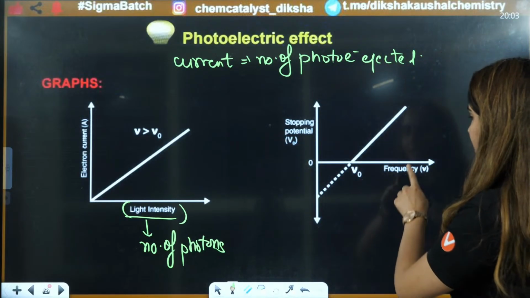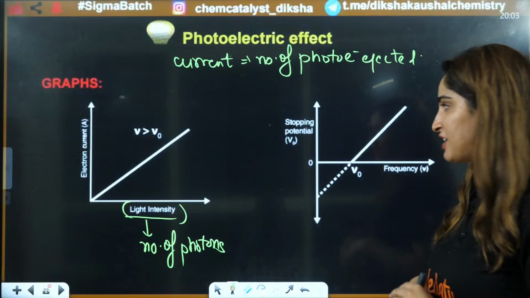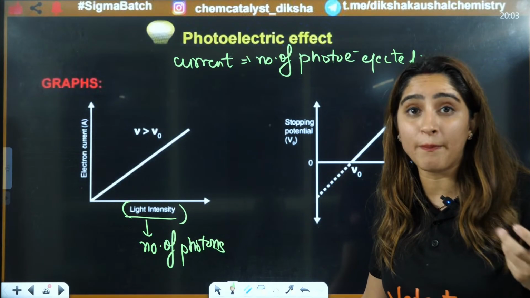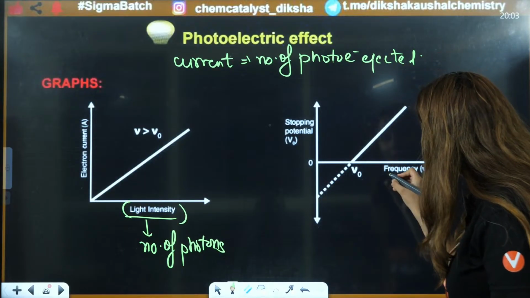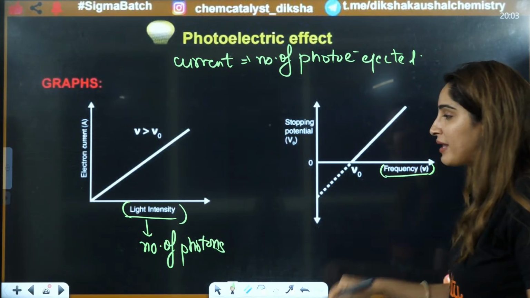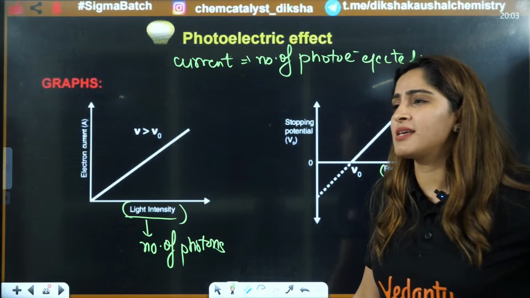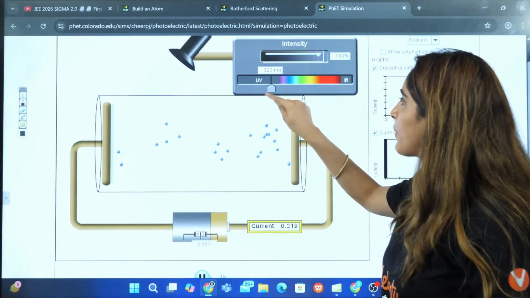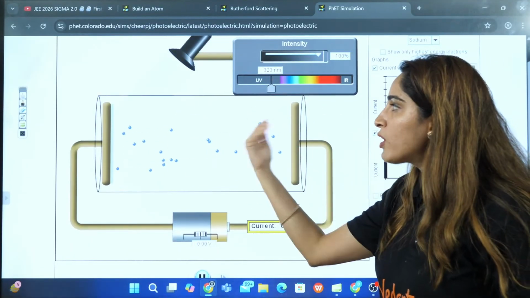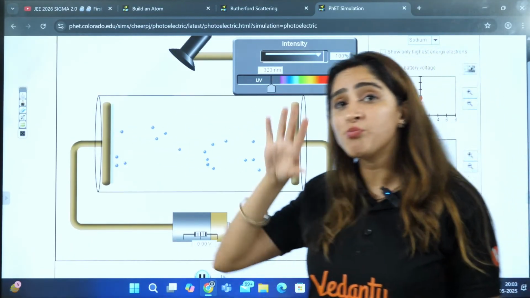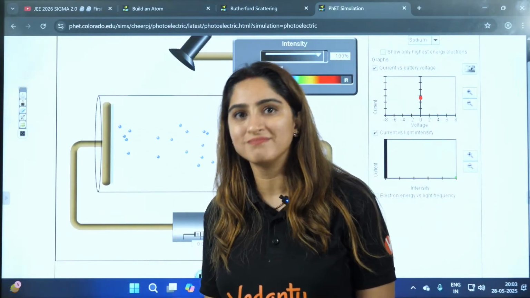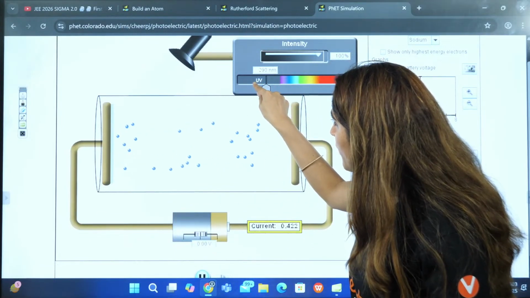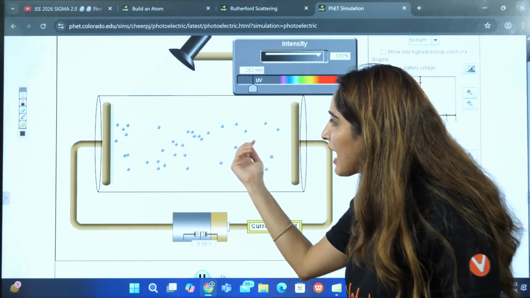Now, this is frequency with stopping potential. Stopping potential is the external potential that is applied, right? Now, what you will see as you increase the frequency: simple thing is, if I increase the frequency, what do I have to do? More kinetic energy is there, which means I will need more stopping potential. Simple: if I have more frequency, it will have more kinetic energy.